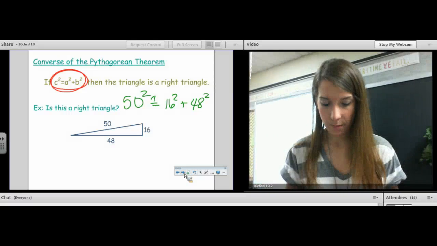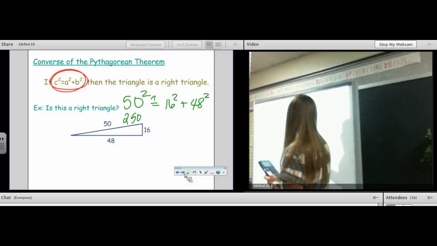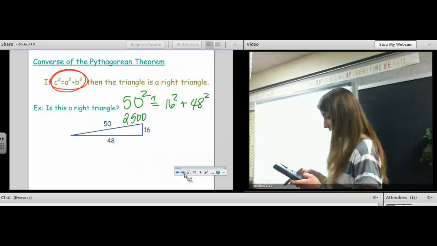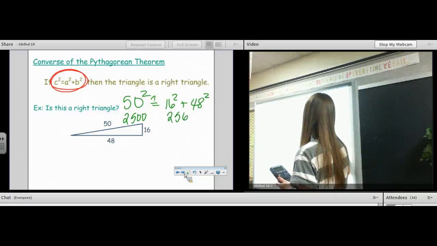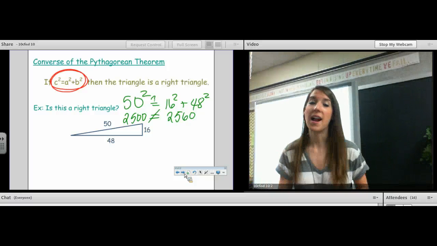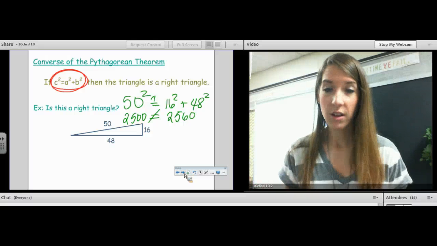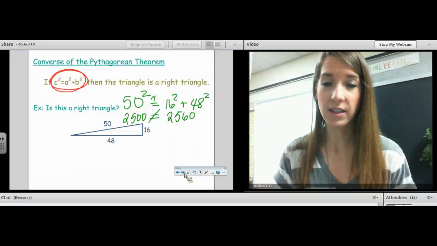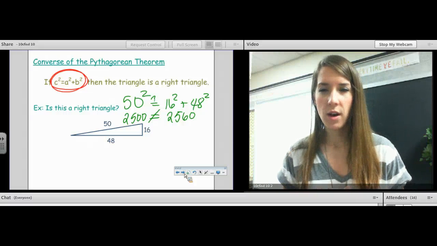And they're off by a little bit, aren't they? 50 squared, 2,500. 16 squared plus 48 squared, 2,560. And so that is not a right triangle. You now know how to tell if there's a right angle. You can tell if it's a right triangle or not. You can tell whether you get to add the box or not. So let's try another one.